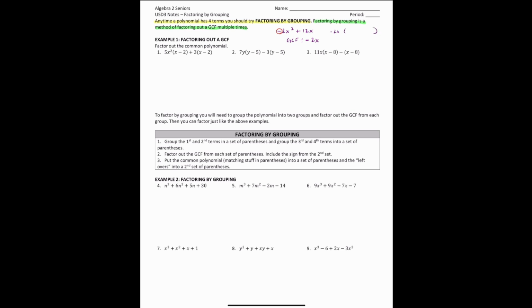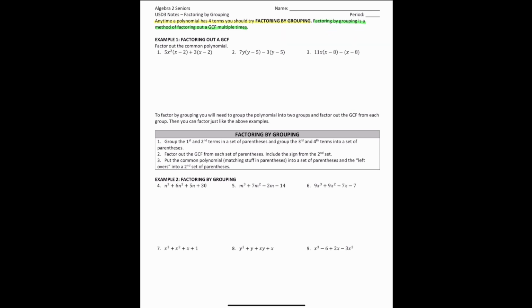So I have negative 2x times my remainder. Negative 2x times what gives you negative 2x squared? You would say x. And then negative 2x times what gives you positive 12x? Well, remember, a negative times a negative gives you a positive. So it's negative 2x times negative 6. That'll give you positive 12x. So this would be the answer.